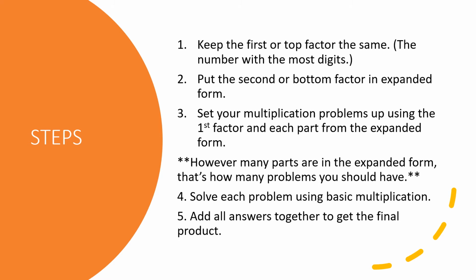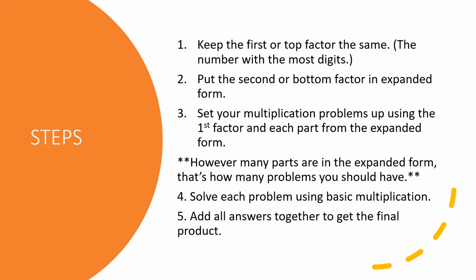So remember, expanded form means that you're going to take your number, break it down by place value, which means if I have the number 23, expanded form would be 20 plus 3. However many parts are in the expanded form, that's how many problems you should have. So for example, if I was using 23 as a factor, I should have 2 multiplication problems on my paper, one for the number 20 and one for the number 3.